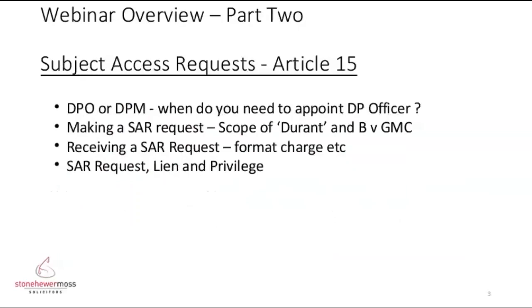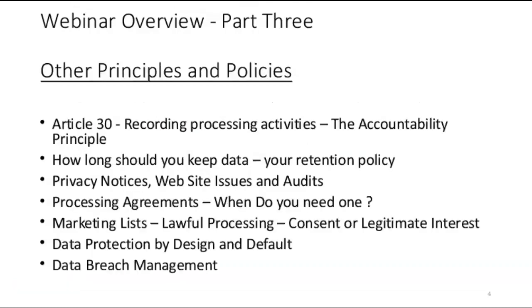In part two, we'll be looking specifically at subject access requests under Article 15, the need to appoint a data protection officer, and the interplay between that and lien and professional privilege. In part three, we'll be looking at some other obligations and principles and policies that we all need to undertake to make sure we're compliant. We'll be looking at some Article 30 processing registers, how long you keep data, retention policies, that kind of thing, whether you can process marketing lists from people that you've sold to previously or dealt with previously.